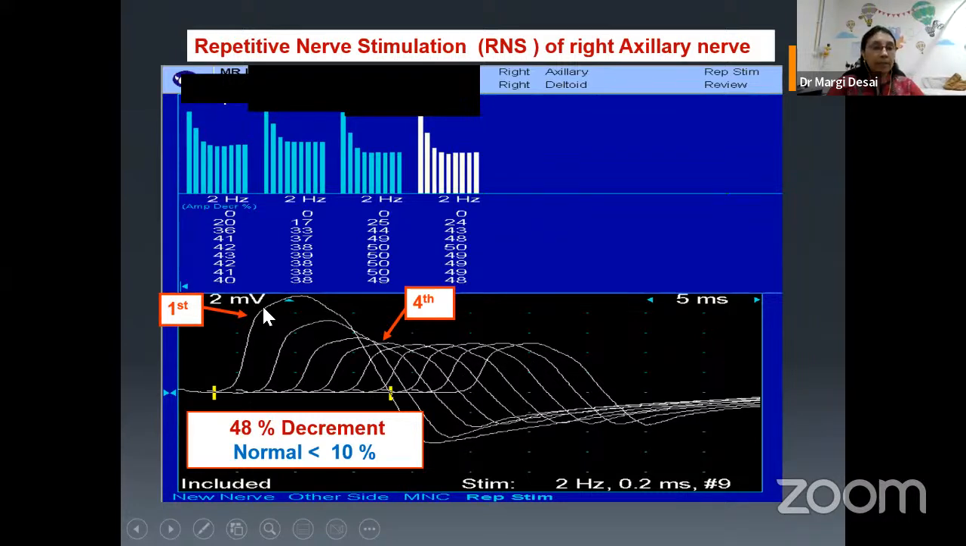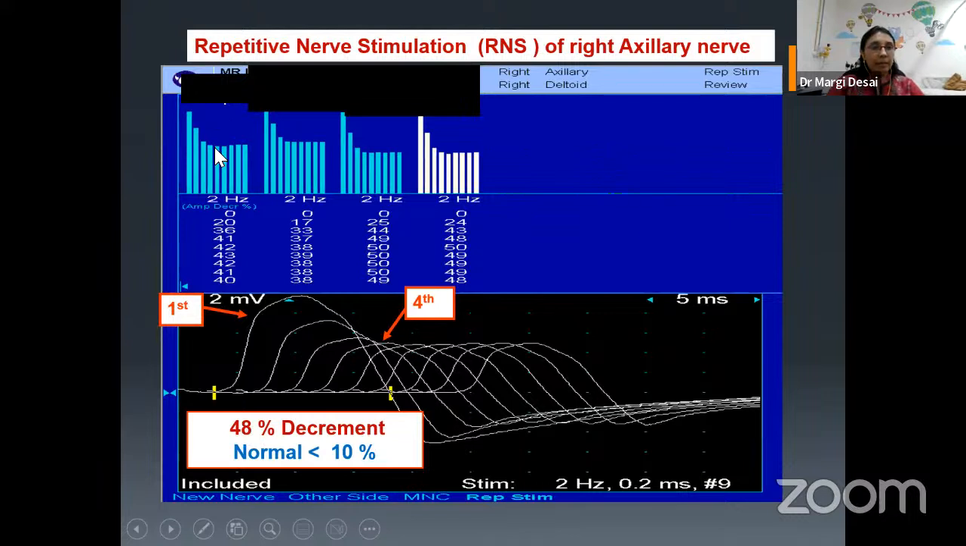We see the difference in the amplitude between the first response and the fourth response. So you can see here that the first response is so big and the fourth response has reduced considerably. This reduction is known as decrement. Now in this child, the reduction is a 48% decrement. So you can see here how it drops from the first to the fourth. And this is 48% in this case.